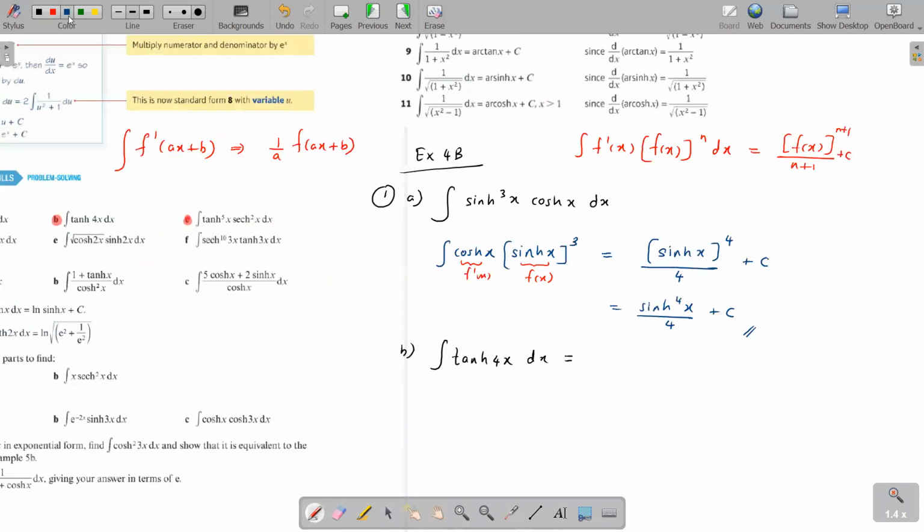So the answer is equal to 1 over 4 ln cos 4x. Try the next one and don't forget the plus c. Part C, integration of tan to the power 5x sec square x dx.